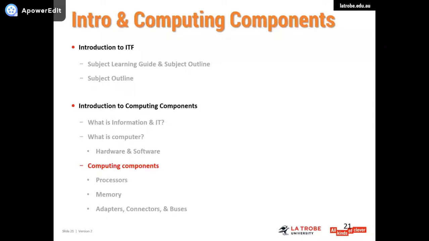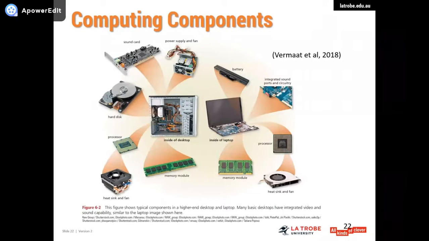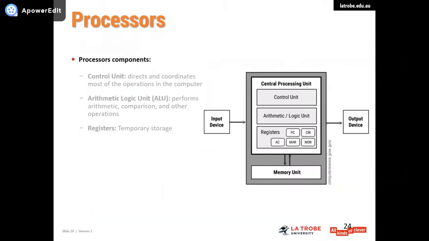Then is the computing components. In this part, the most important thing is the processor components. These three components are super important. You should know not only the definition, but also the usage of these three components: control unit, ALU, and the register. This figure gives you an overview of how these three components work together. So this is a very important part.